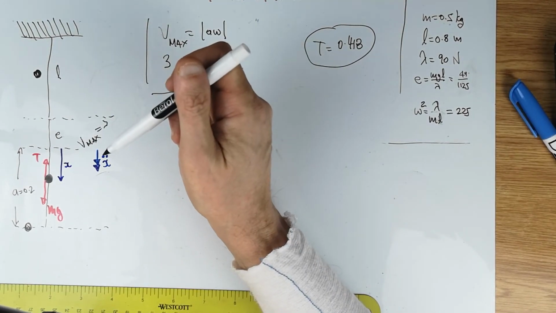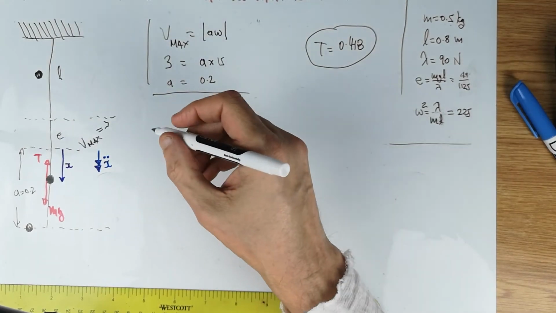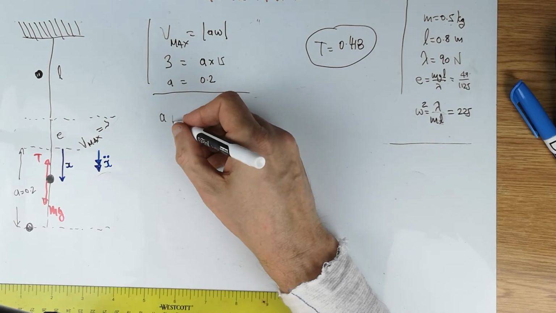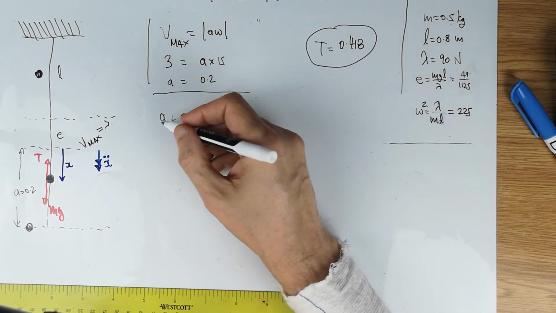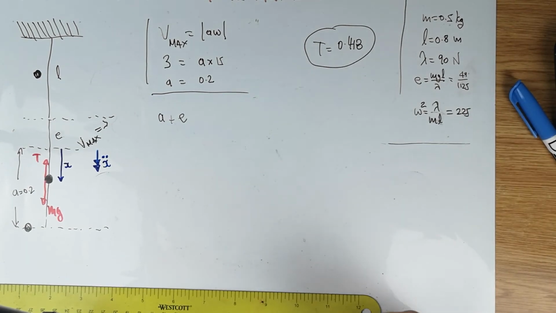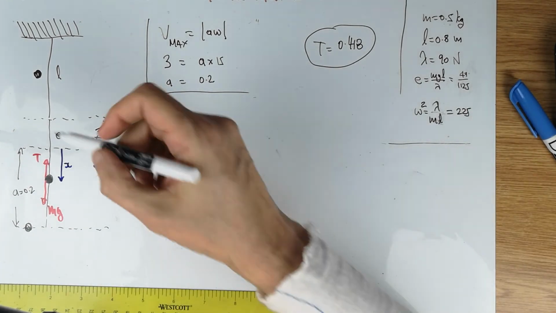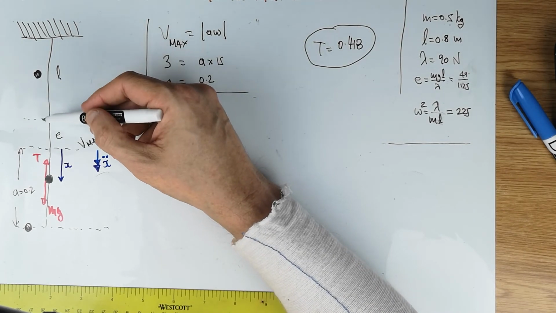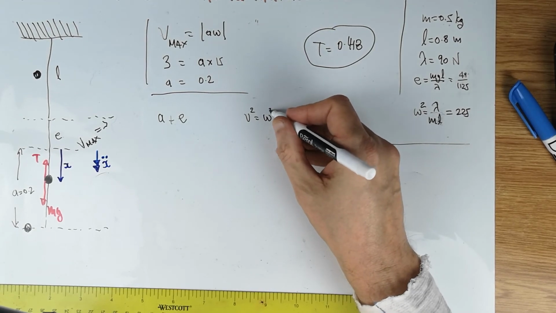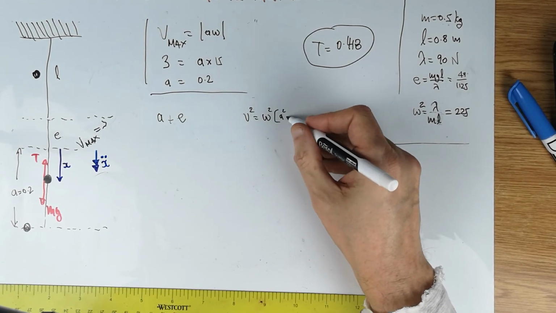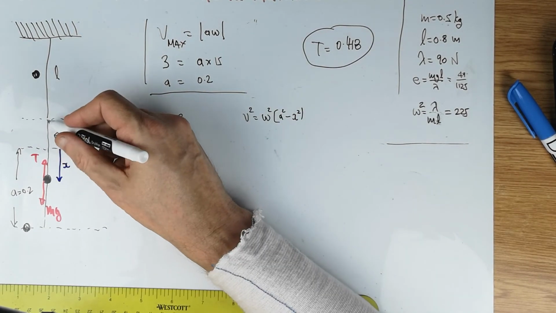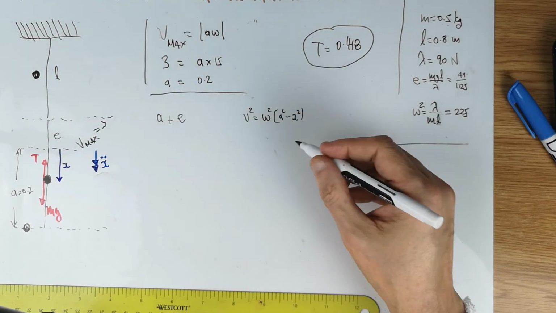It's actually a lot easier to find the distance. The distance from there to there is A, from there to there is E. We have A, 0.2, we have E, 49 over 1225. All we need to know is what's this distance here. So first of all, I'm going to use V squared is equal to omega squared times A squared minus X squared for SHM in order to find what speed I have at this position here.